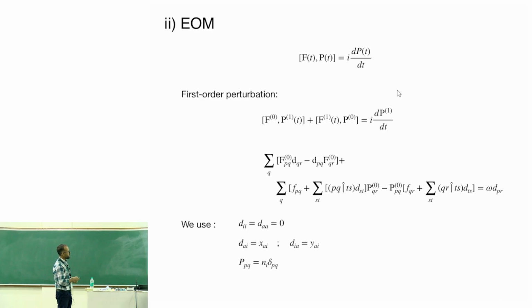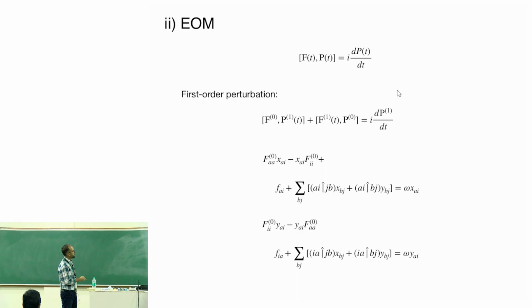Okay, and as I was saying, the outcomes we had from the previous slide were that these terms are 0, and I'm going to call D_AI as X_AI and D_IA, the transpose of that, as Y_AI, right? So we are going to use these things, and also remember the density matrix in the ground state is going to be diagonal, right? Now once I do all that, I'm going to collect all the terms which go with e to the power i omega t or minus i omega t. I'm going to get two equations over there, right?